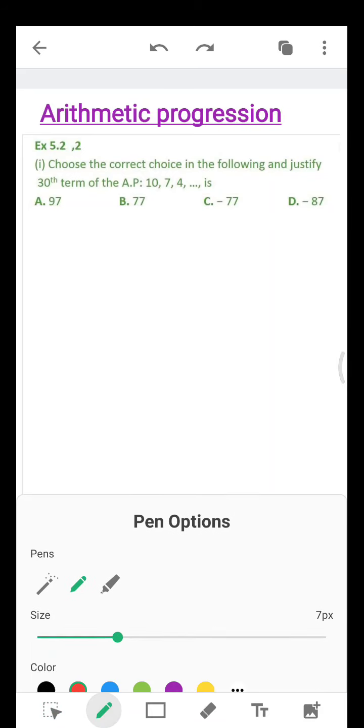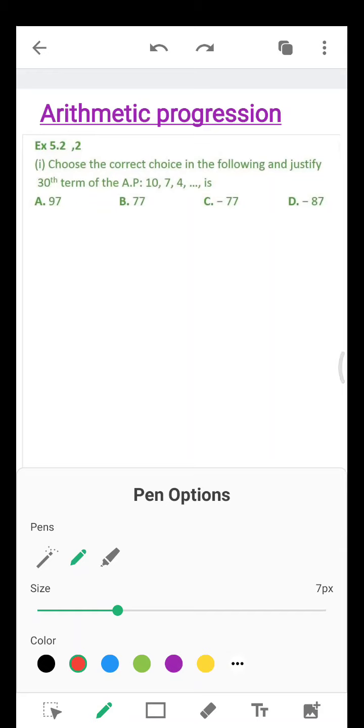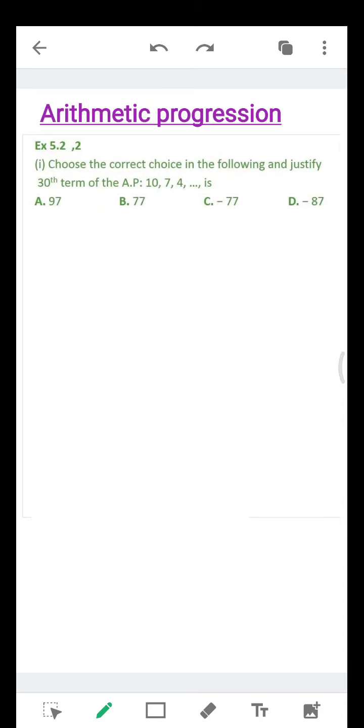The progression is given to you here: 10, 7, 4, and so on. So we need to find the 30th term of this series. Yesterday I gave you the formula for that. We'll apply the same formula. The formula is an equals a plus n minus 1 into d. I said that by using this formula we can find any term of the arithmetic series.